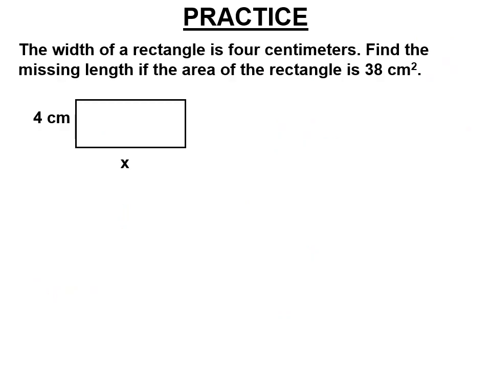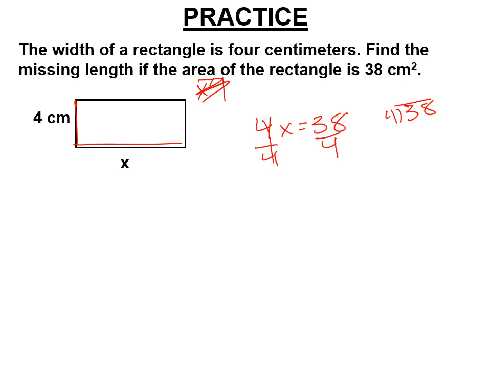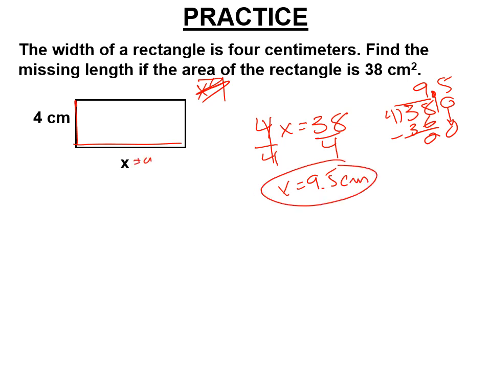Area, so it's 4, you're never going to write x times 4 because that looks like times 4, right? You're going to write 4 times x equals 38. Divide both sides by 4. 38 divided by 4, well, 4 times 9 is 36, remainder 2, decimal straight up, 0 straight down, and x equals 9.5 centimeters. That's the length of this side.